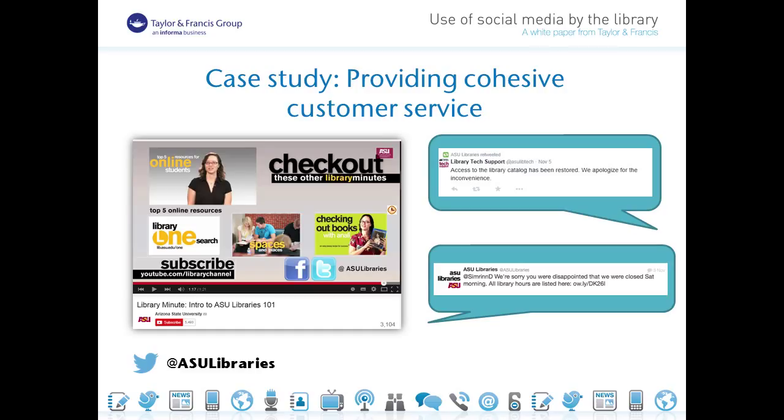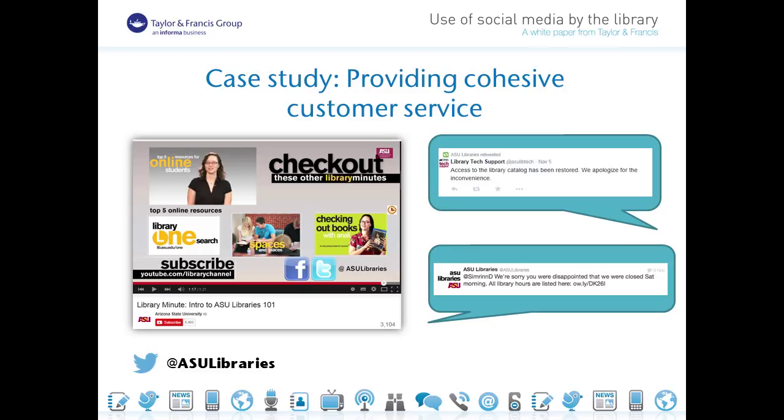So they're short, snappy 1-minute video broadcasts summarising key information about the library, for instance, how to order an interlibrary loan or the layout of the library building as examples. Each video ends with instructions on how to contact the library team through a number of different social media channels.